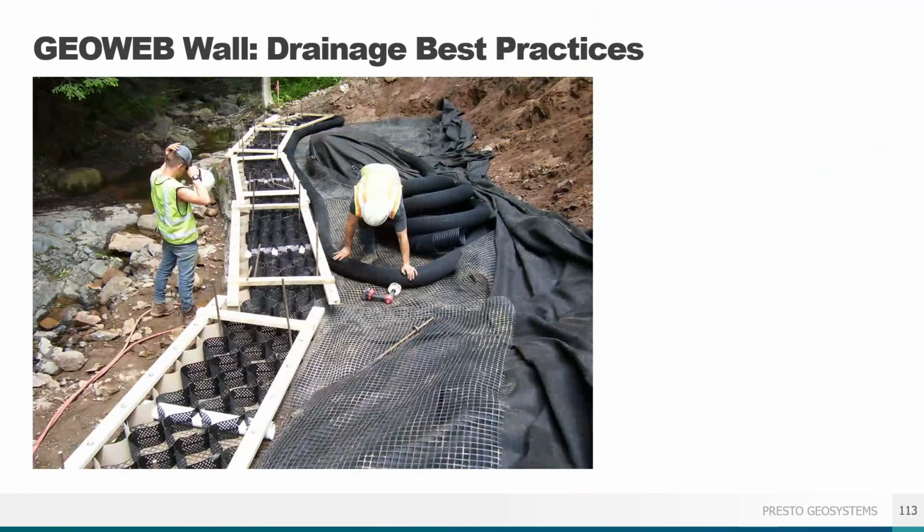One of the best ways to mitigate that hydrostatic pressure is with a drainage pipe installed behind the GeoWeb panels. This could be a perforated pipe wrapped in a geotextile to prevent clogging. This type of drain system is a best practice pro tip you'll want to be sure to include.